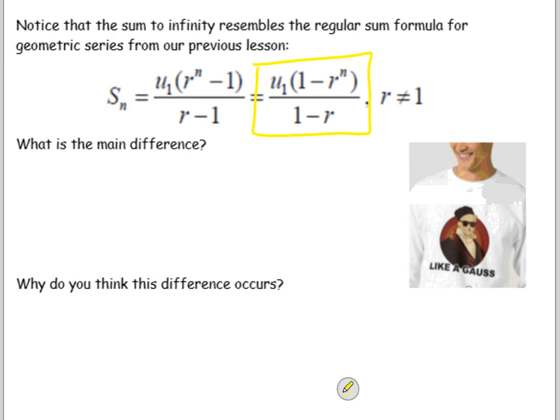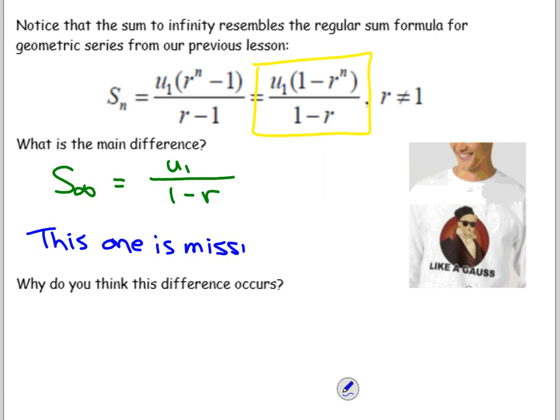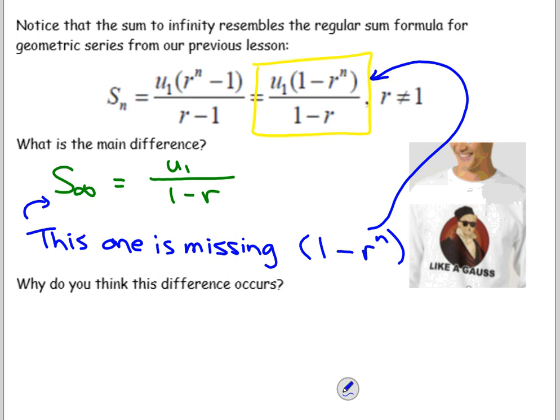Okay, so that version is very similar to the sum formula to infinity. The sum to infinity, as we were mentioning on the previous page, is u1 over 1 minus r. What is the main difference? The main difference is this one is missing the bracket, the 1 minus r to the n, which as you can see comes from that. So this formula here, which is our sum to infinity, is just the same formula as that version. It's just missing that bracket, 1 minus r to the n.